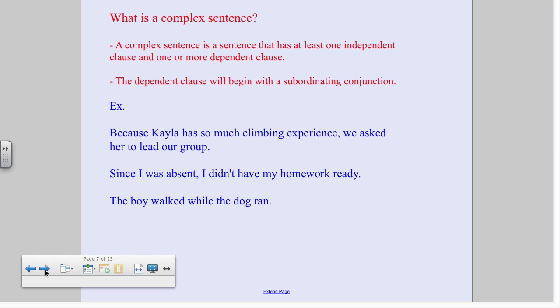So what is a complex sentence? A complex sentence is a sentence that has at least one independent clause and one or more dependent clauses. The dependent clause will begin with the subordinating conjunction, which we just learned about. So if you look at the 3 example sentences below, you have, "because Kayla has so much climbing experience," is a dependent clause.